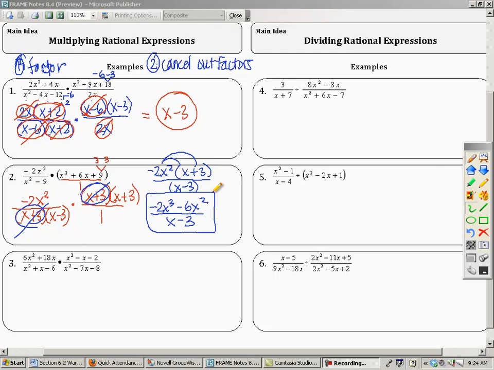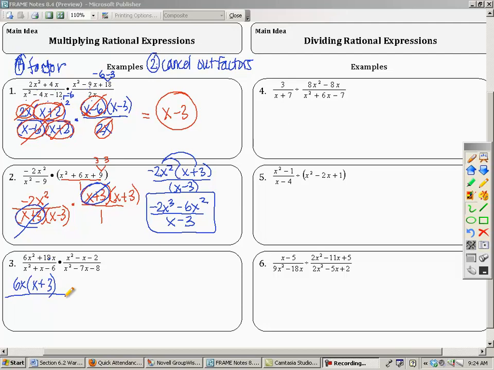Okay? Last example of multiplication. We again factor the numerator. There are only two terms, so what do they have in common? Well, they have a 6 that you can take out of both, and an x. So if I take a 6x out of the first one, you're left with x. 6x out of the second one, you're left with 3.